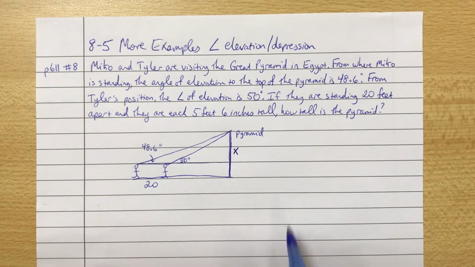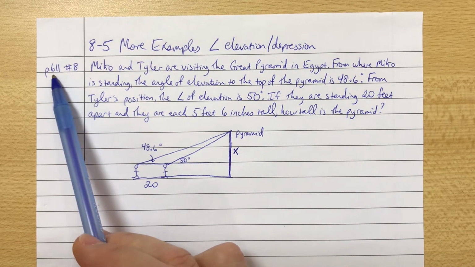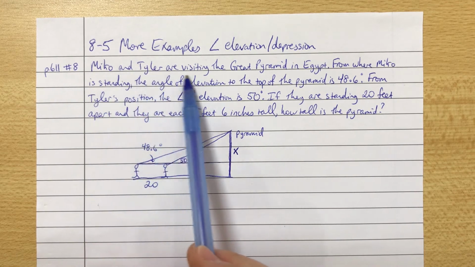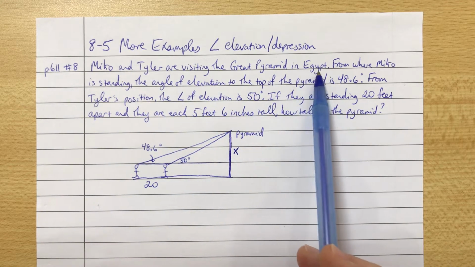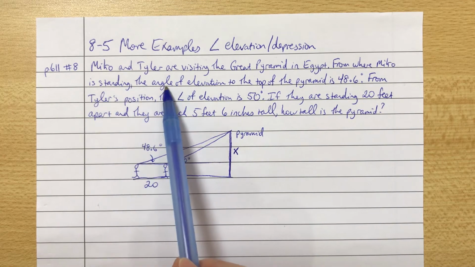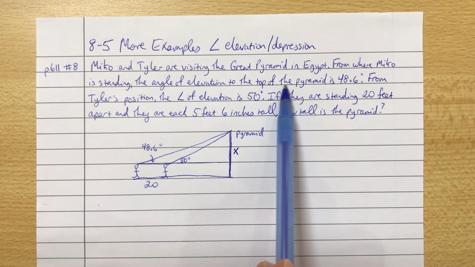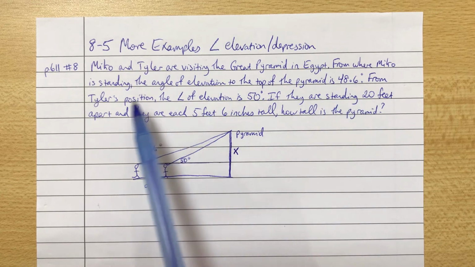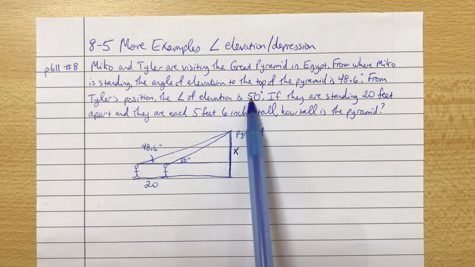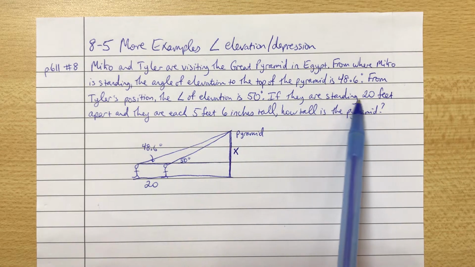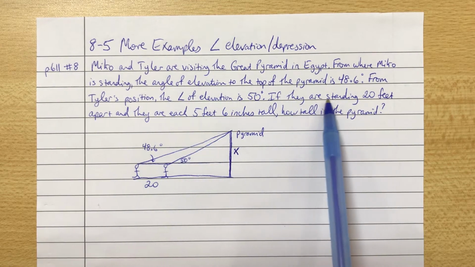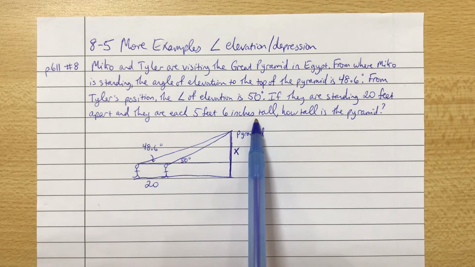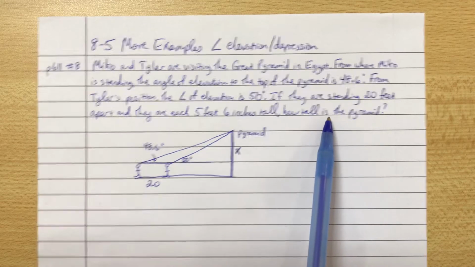All right, so the first example we're going to do is actually in your book. This is on page 611, number 8. Miko and Tyler are visiting the Great Pyramid in Egypt. From where Miko is standing, the angle of elevation to the top of the pyramid is 48.6 degrees. From Tyler's position, the angle of elevation is 50 degrees. If they are standing 20 feet apart and they are each 5 feet 6 inches tall, how tall is the pyramid?